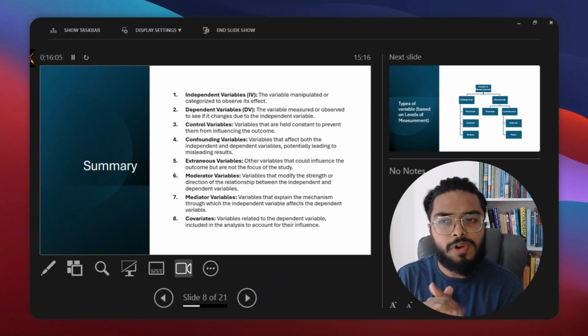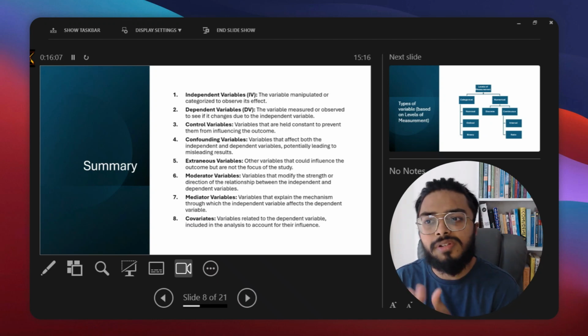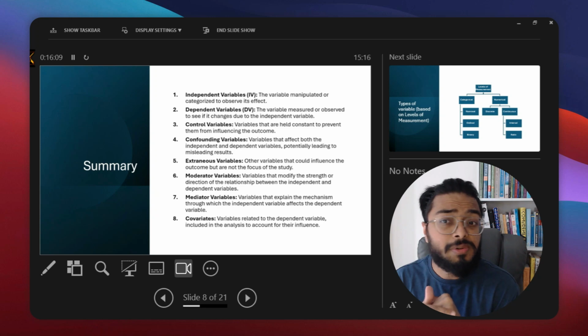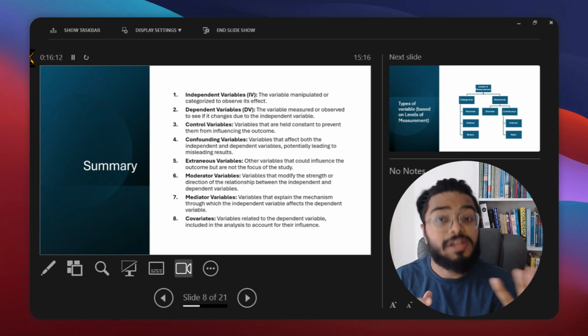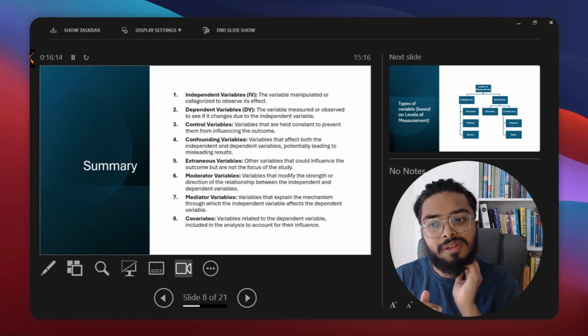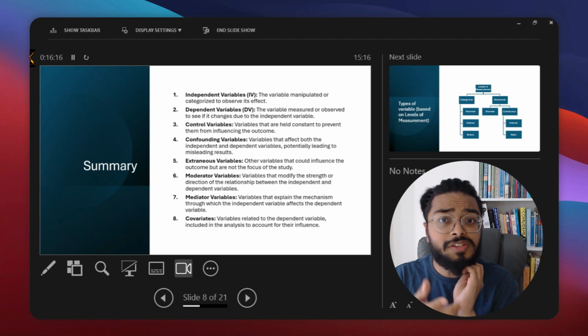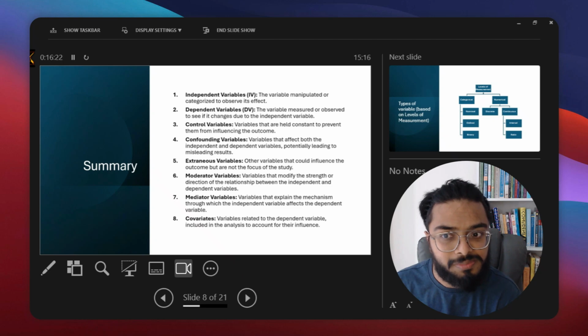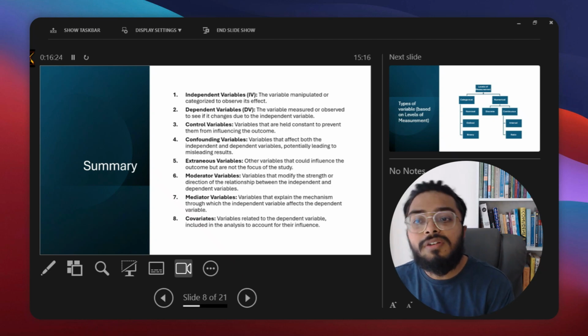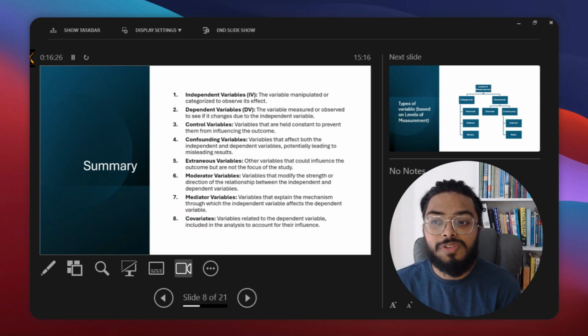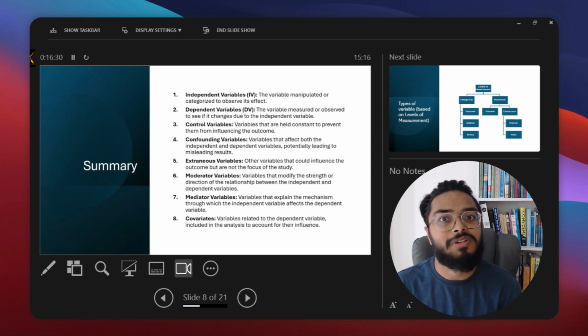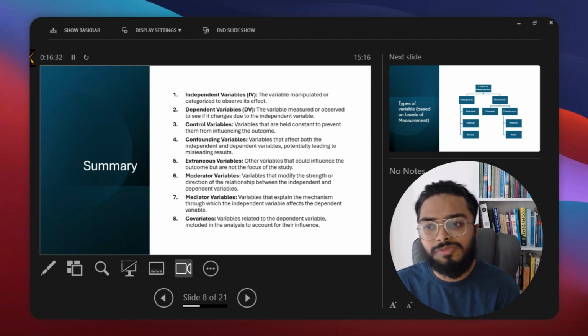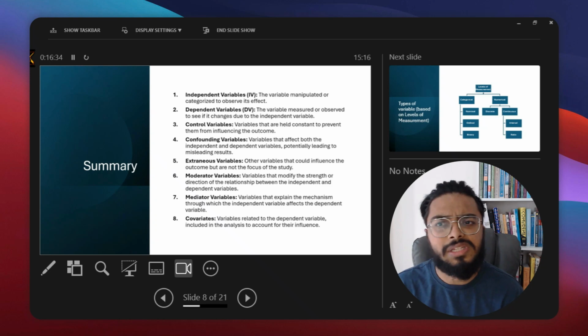A couple more. I mentioned the independent variable and the dependent variable. I also mentioned the control variable, which is held constant. One example of a control variable could be the gender or age group of your participants. Okay. Now, confounding variables would be the ones which affect both independent and dependent variables due to some other reason other than the independent variable.